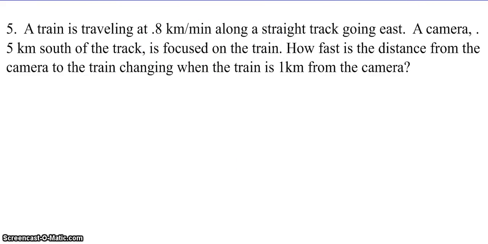Last one. A train is traveling at 0.8 kilometers per minute along a straight track going east. A camera is 5 kilometers south of the track. Focused on the train, how fast is the distance from the camera to the train changing when the train is 1 kilometer from the camera? So pause the video, solve this, unpause when you're ready to check your work. I'll give you a hint, it is a triangle again, a right triangle.